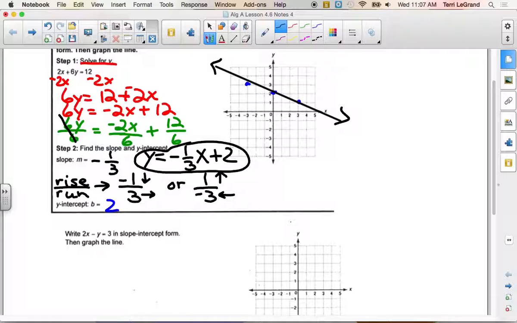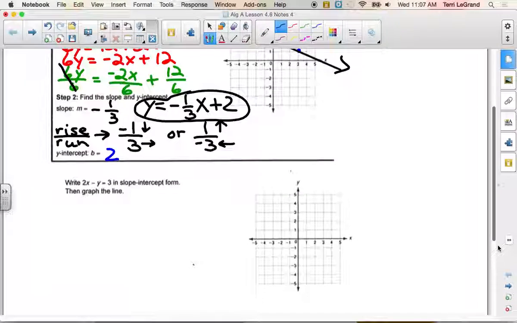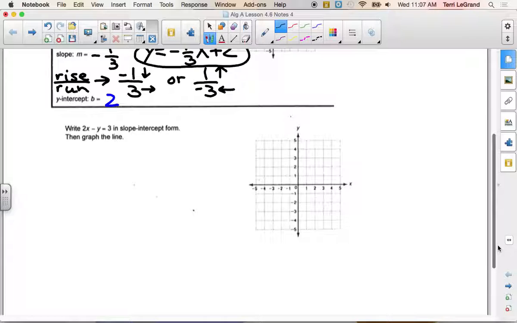Okay, so anybody have questions about this one? Okay, so let's go try one more together here. We have: write 2x minus y equals 3 in slope-intercept form, then graph the line. Well, let's write that equation down here, because we're going to do step 1. So let's put step 1: 2x minus y equals 3.